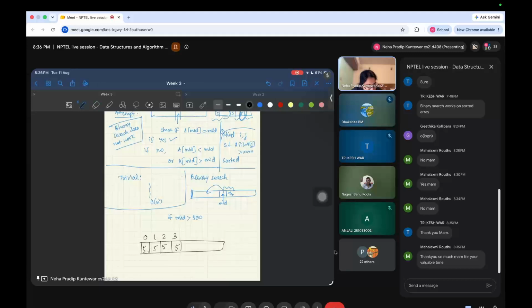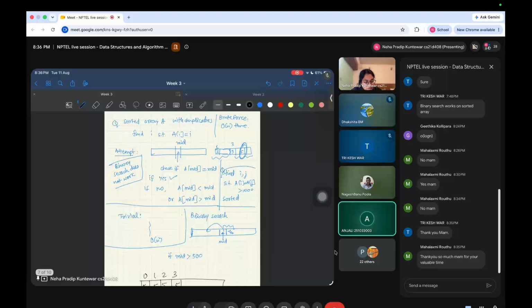Ma'am, there is no duplication. It's unique, distinct elements that are there, no? I thought you said with duplicates, but the entire discussion was on distinct elements. Okay, but such an entry is not even guaranteed, right?